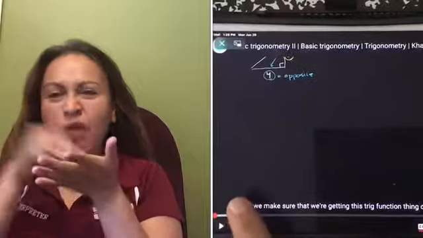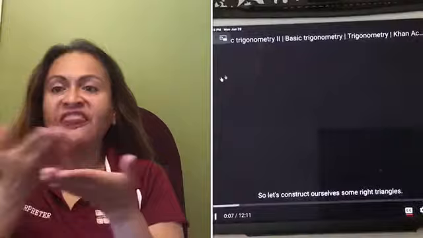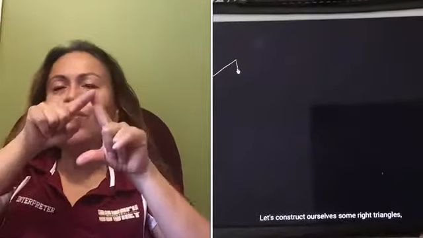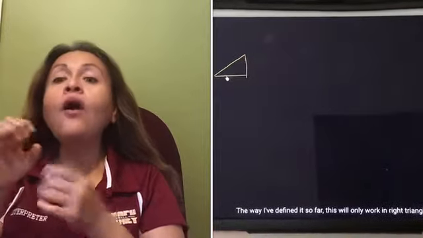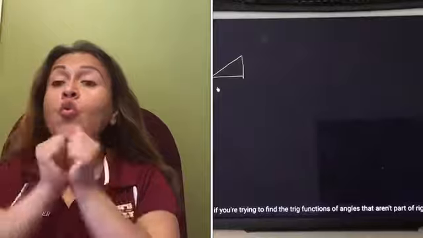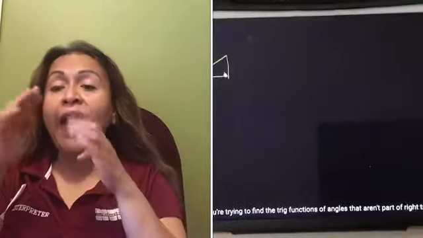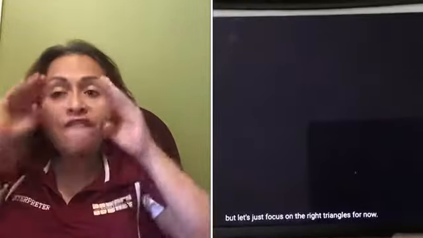Just so that we make sure that we're getting this trig function thing down well, let's construct ourselves some right triangles. And I want to be very clear, the way I've defined it so far, this will only work in right triangles. So if you're trying to find the trig functions of angles that aren't part of right triangles, we're going to see that we're going to have to construct right triangles. But let's just focus on the right triangles for now.